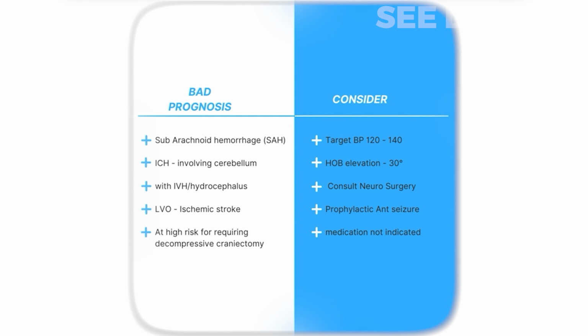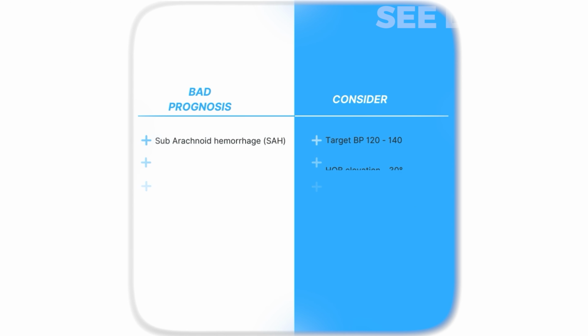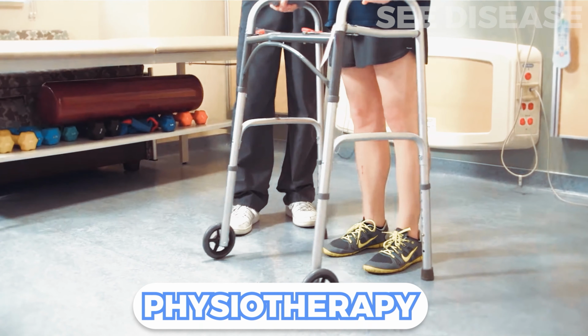And you consider that in people who are bleeding inside, the blood pressure needs to be controlled between 120 and 140. The head should be a little elevated, at 30 degrees. Consult a neurosurgeon quickly, and you don't give routine prophylactic anti-seizures unless it is indicated and advised by the neurologist. And the management of stroke doesn't stop here, when the acute part is over.